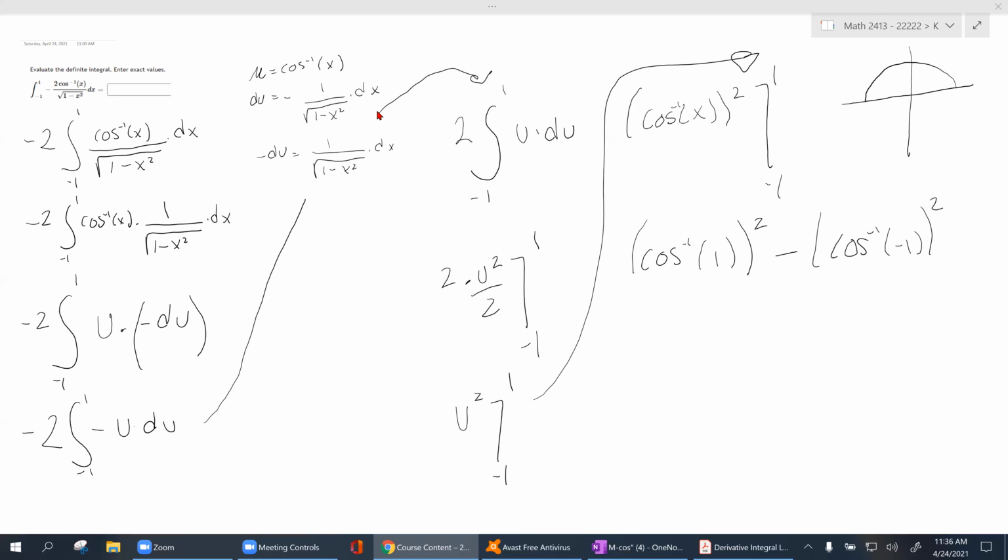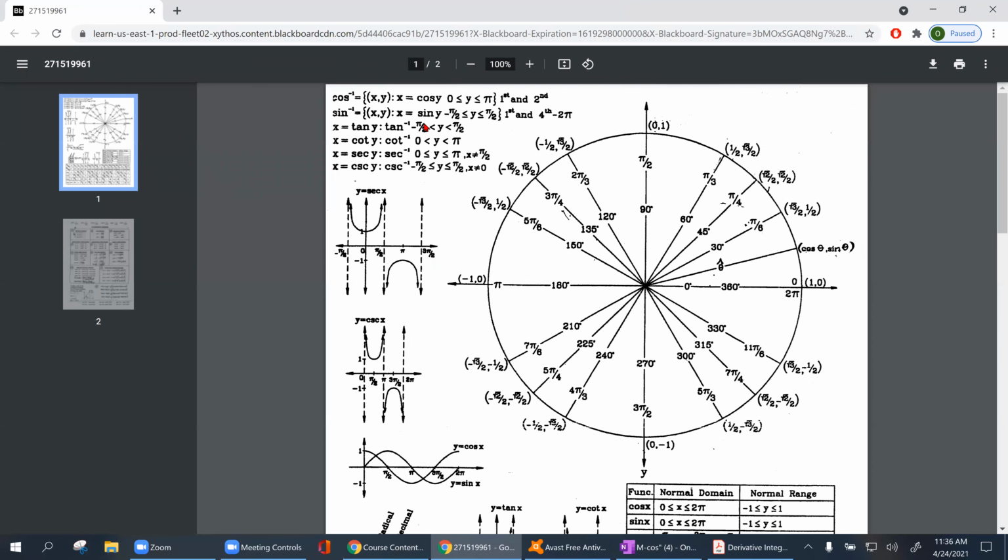So on the trig sheet in Blackboard, I'm looking at this top part here, where the inverse cosine exists between 0 and pi. In other words, it only exists in the first and second quadrant. So between 0 and pi. Let's go ahead and clear this. Very nice. All right, so there's that.